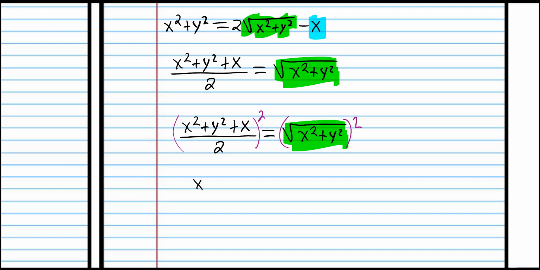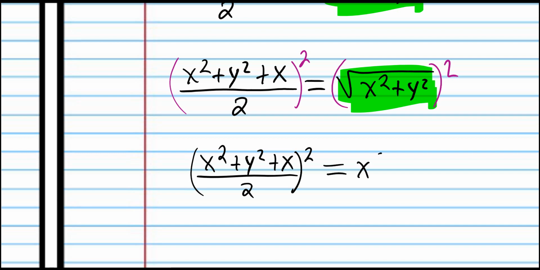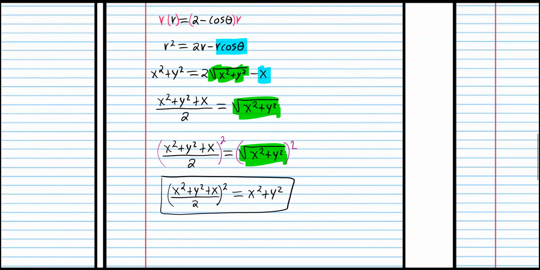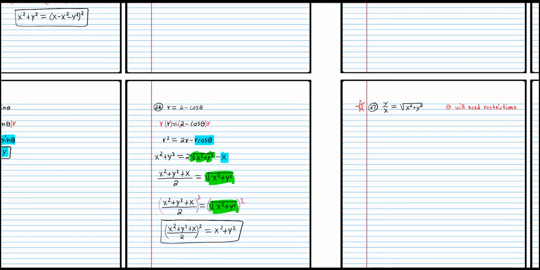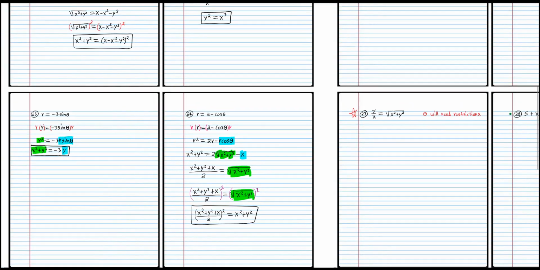So now we're going to square both sides to get rid of the root. So we have x squared plus y squared plus x over 2 squared is equal to x squared plus y squared, and that's probably a safer answer, even though this is an equation that works also. Again, most teachers are not even going to bother with these technicalities, so it's not something you really have to worry about that much.